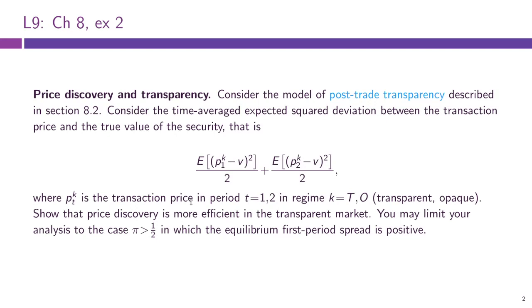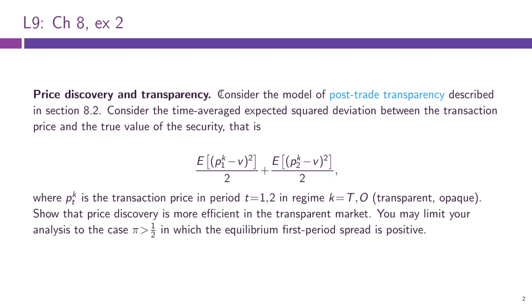So let's start with the exercise from chapter 8 or lecture 9. This problem is about the model of post-trade transparency. What we are asked to show is that price discovery is better under transparency, which was not quite immediate in that model, and it will not be quite immediate today, but we will work hard and eventually show it.